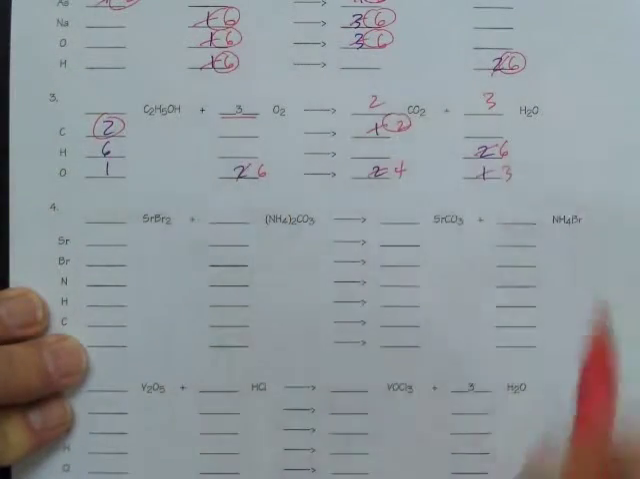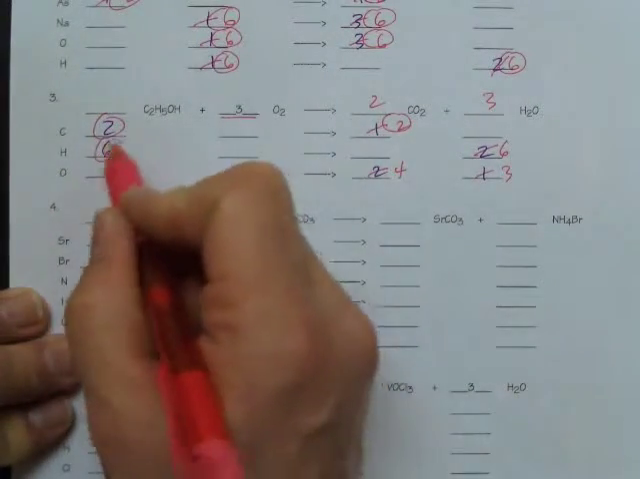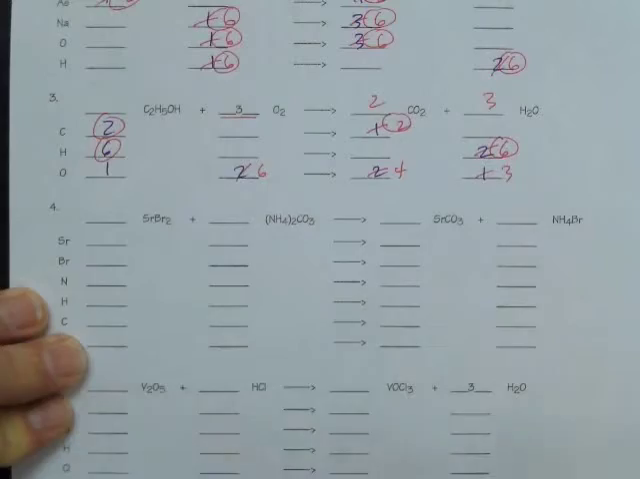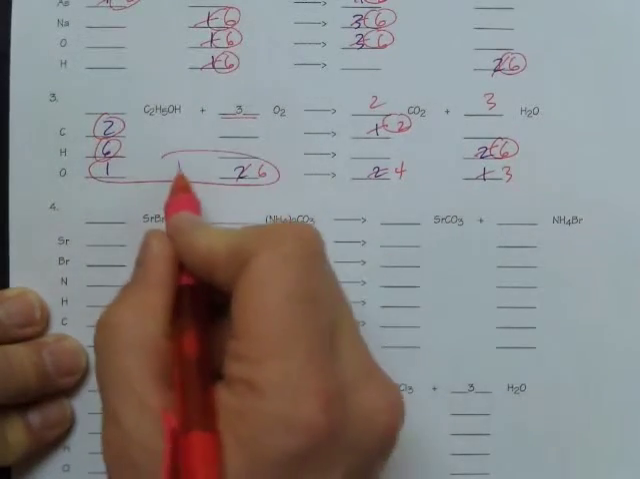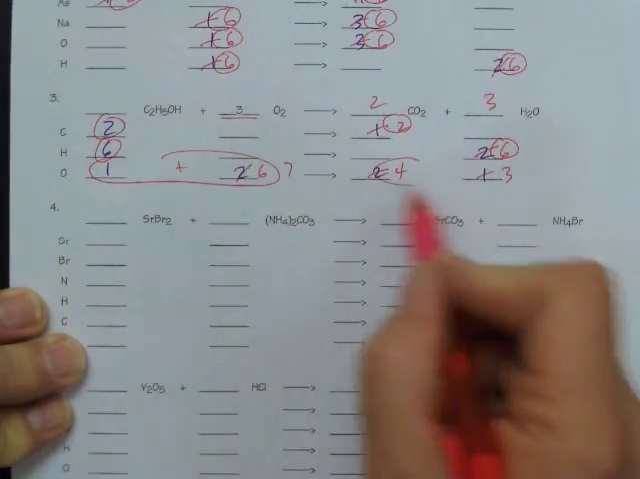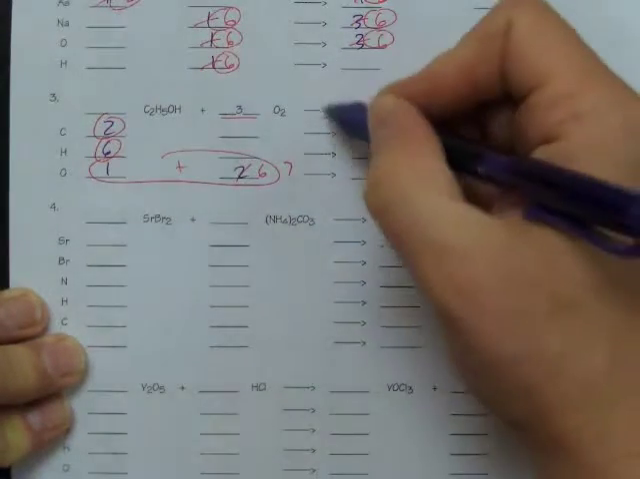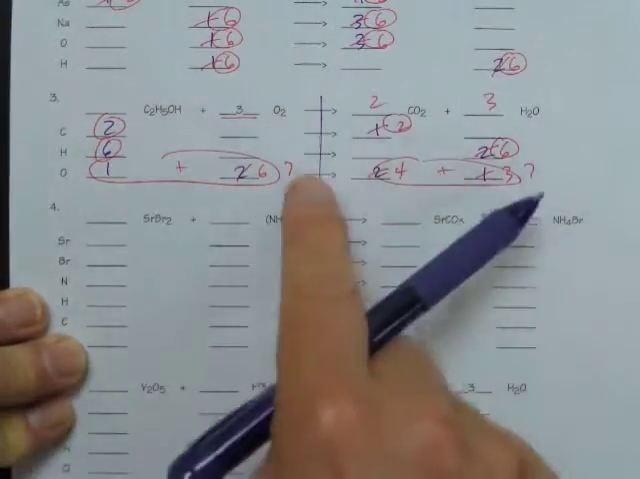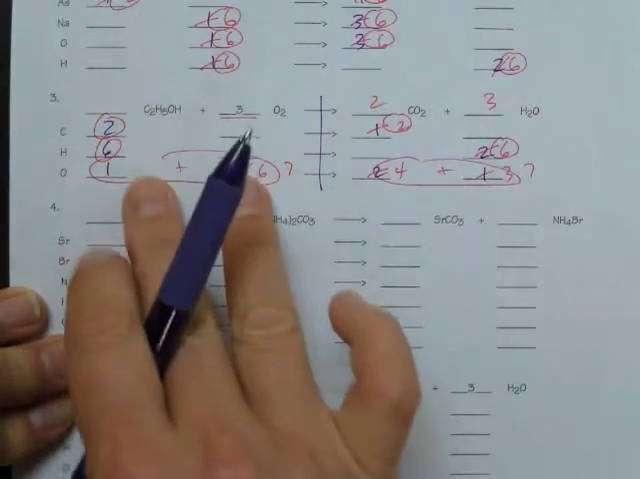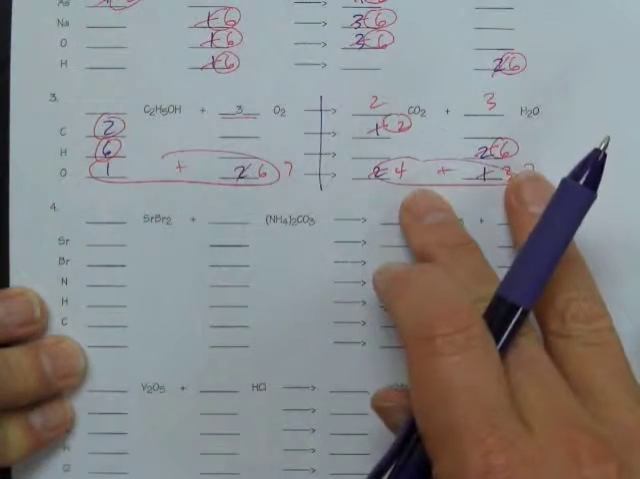2 carbons in the reactants and the products, 6 hydrogens in the reactants and the products, and a total of 7 oxygens in the reactants and in the products. When I say the reactants and the products, I'm splitting the problem up where the arrows are. The arrow divides the reactants that you start with from the products that you end with.